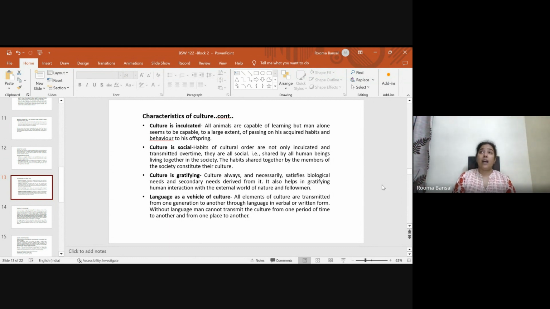We are talking to our children or the younger members of the family about our customs and our rituals. How will we convey the message? By a language only, right? So language here is a vehicle of culture.